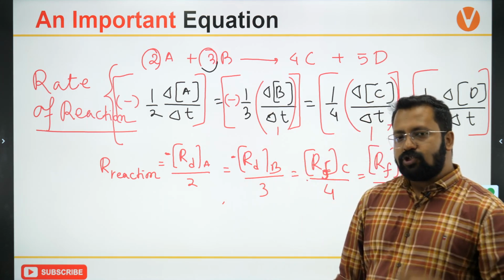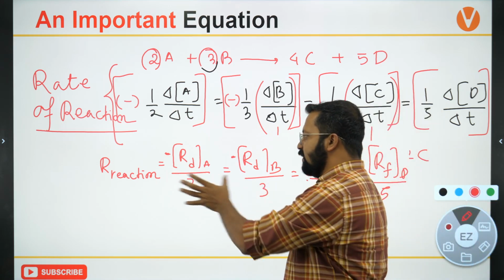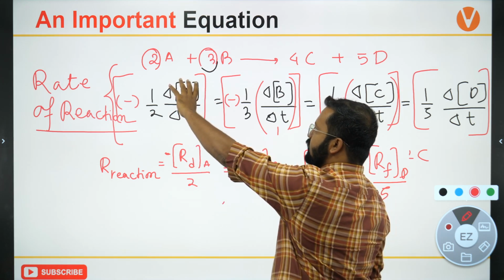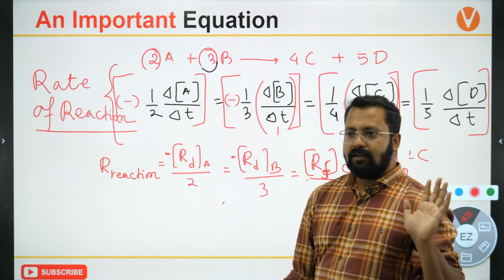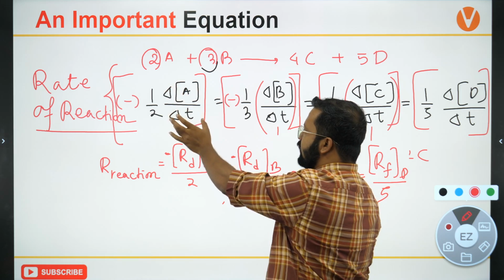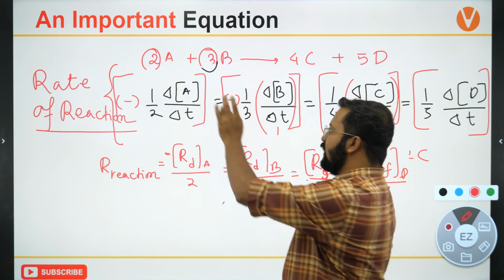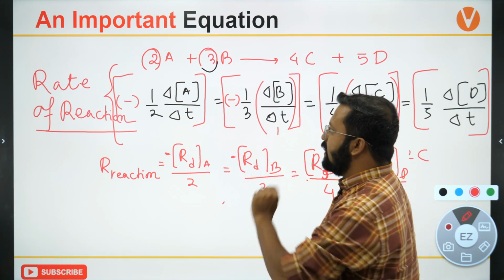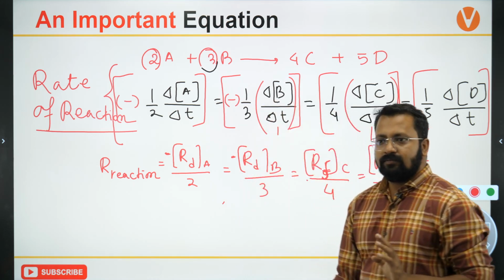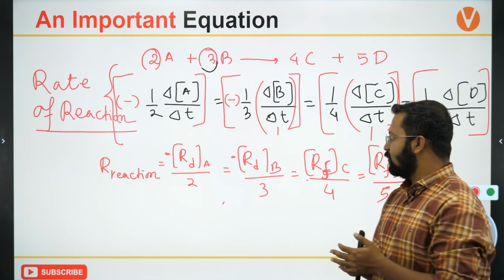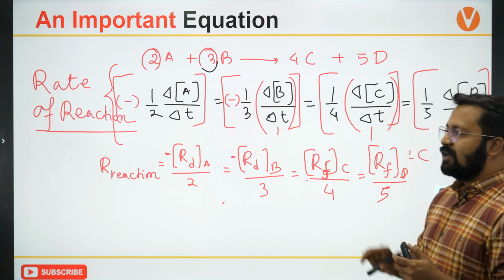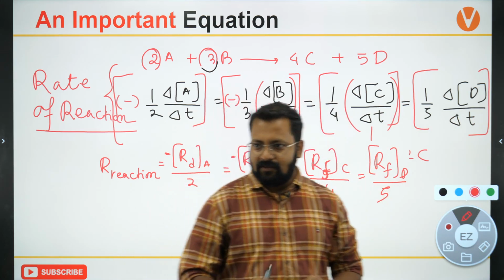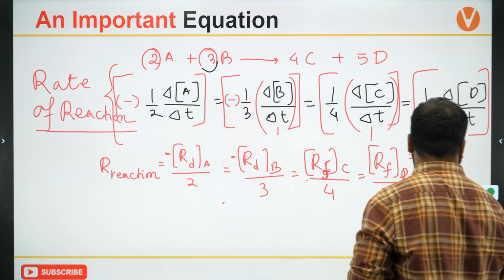So in future, whenever you are given a question, do not say that this thing is rate of reaction. Del A by del T is not the rate of reaction. No, del A by del T times 1 by 2 multiplied by minus 1 is the rate of reaction. Clear? Okay. So this is the basics. I hope this is understood.